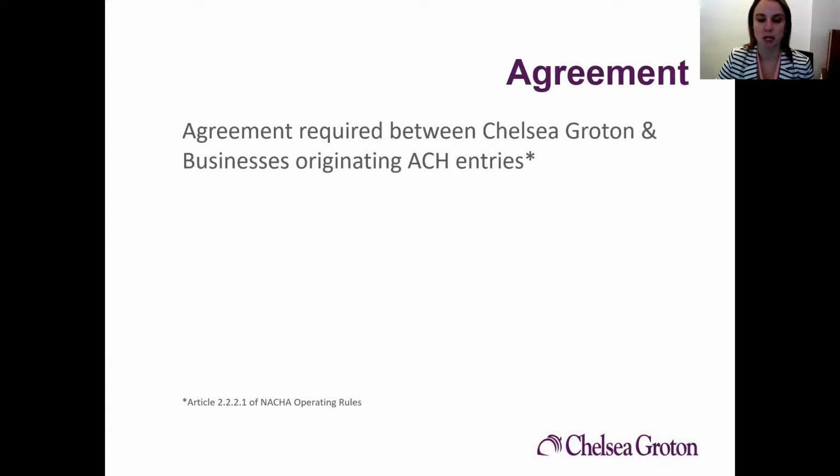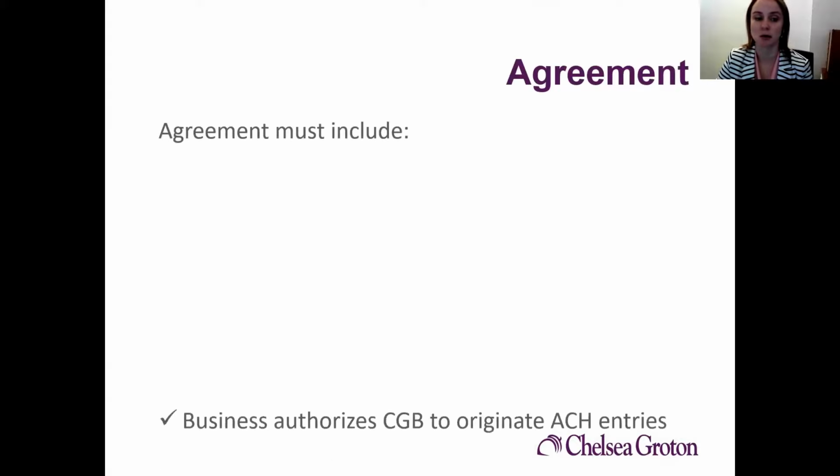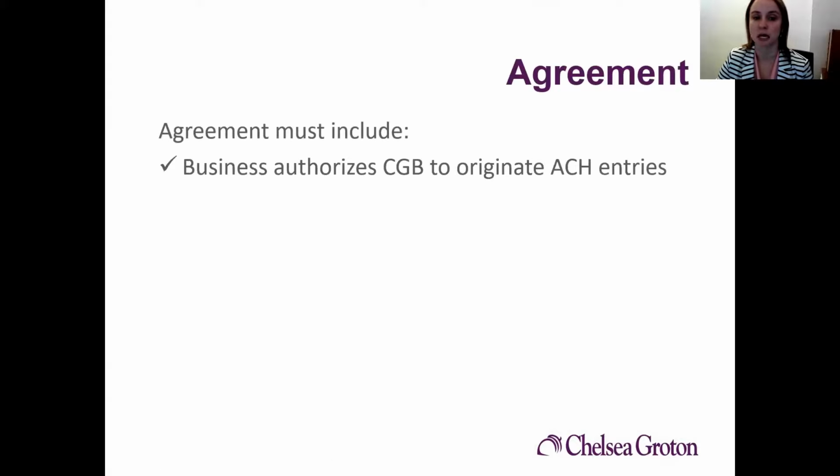So first and foremost is the agreement. Anytime anybody wants to use the ACH origination service with us, we're required to enter into an agreement. That big rule book I held up a minute ago requires it, according to the article that I cited here on the bottom. One of the things that you're agreeing to when you enter into that agreement is, first and foremost, that you authorize us to push ACH payments out for you.